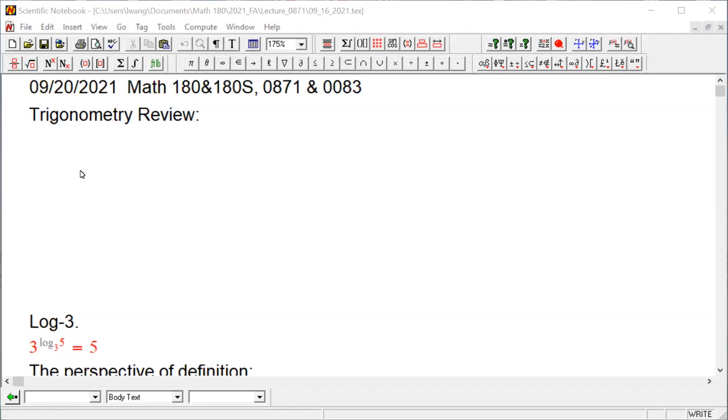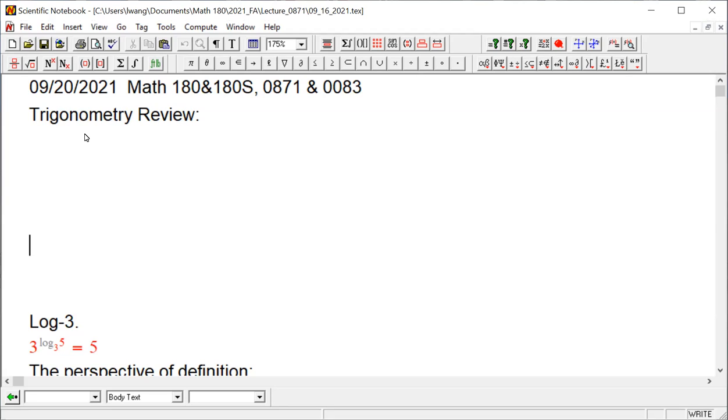I will cover the major part, but not every aspect of trigonometry. That's a 3-unit course for an entire semester. Okay, so trig review. What are the most important things in trigonometry?